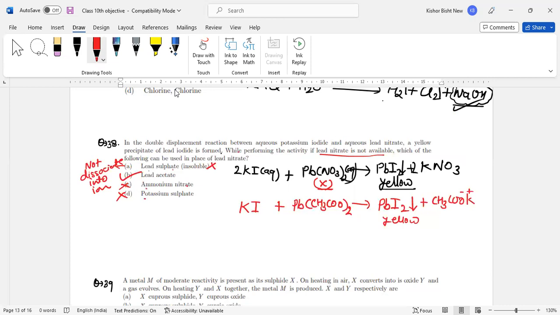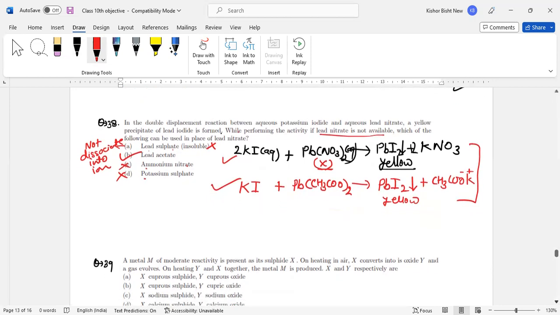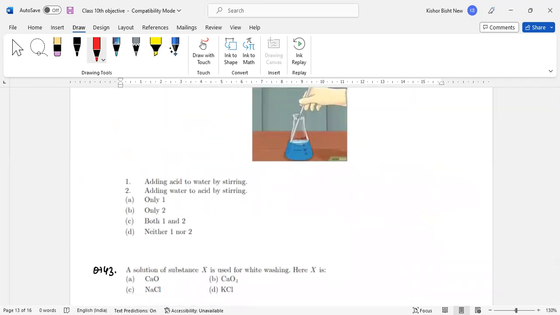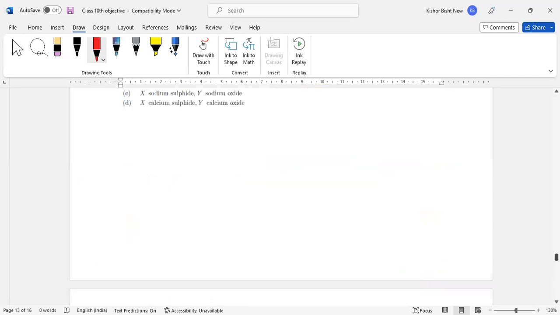Please remember, if a question comes to write two examples of double displacement reactions, you can write these two reactions, also with the color. Now come to the next question.